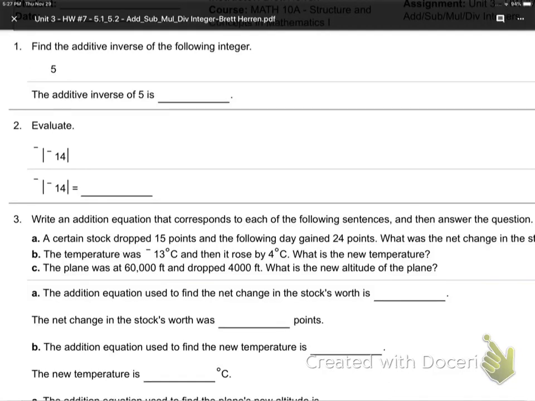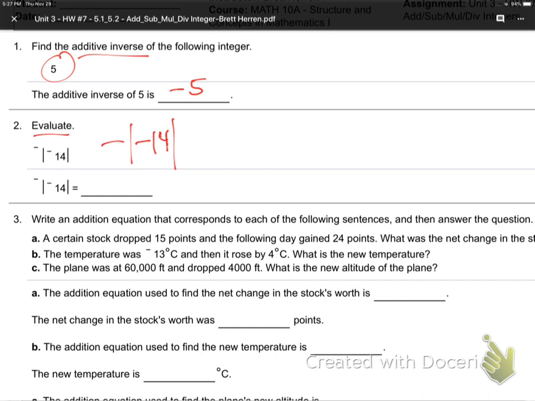Okay, so here's homework number 7. First question, this will be a pretty easy section, I think. Find the additive inverse of 5. That's just -5. They just mean the opposite sign. Number 2, wasn't that easy? Number 2, evaluate. So negative absolute value of -14.